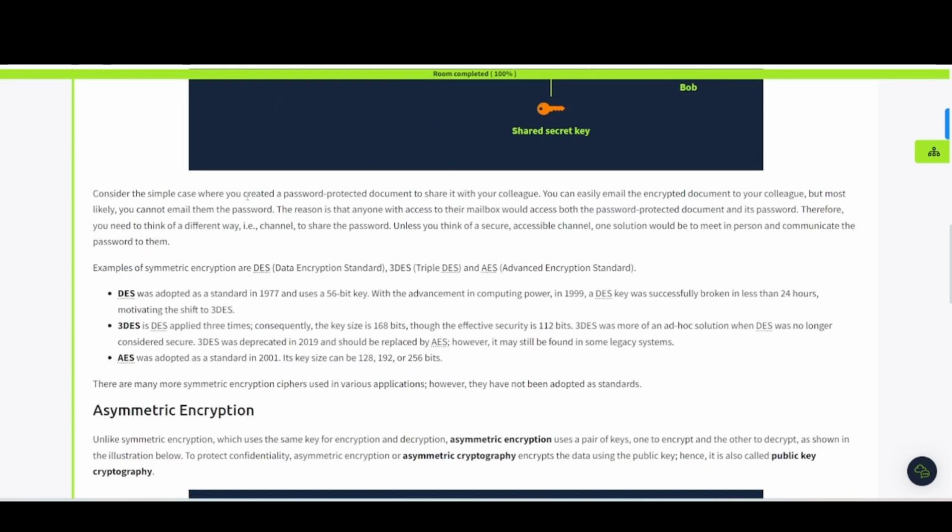Consider the simple case where you create a password-protected document to share it with your colleague. You can easily email the encrypted document to your colleague, but most likely you cannot email them the password. The reason is that anyone with access to their mailbox would access both the password-protected document and its password. Therefore, you need to think of a different way, i.e. channel, to share the password unless you think of a secure, accessible channel. One solution would be to meet in person and communicate the password to them.